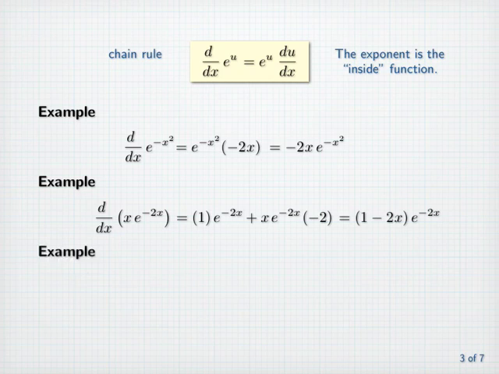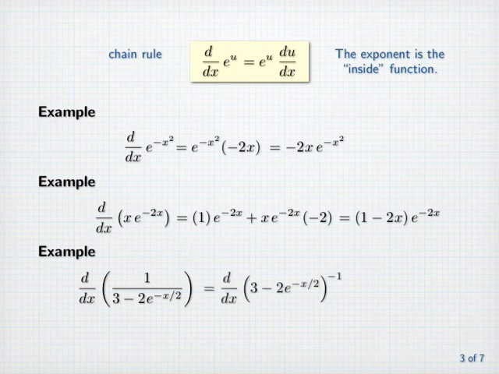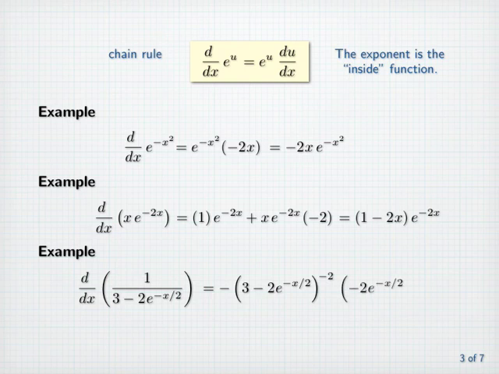Another example. The derivative with respect to x of 1 over 3 minus 2 times e to the minus x over 2. Now let's think about this as the denominator raised to the minus 1 power. So by the power rule, the derivative of this outside function gives us minus 3 minus 2 times e to the minus x over 2, to the minus 2 power. Now we multiply by the derivative of the inside, which is going to be minus 2 times e to the minus x over 2 times the derivative of minus x over 2, which is minus 1/2.